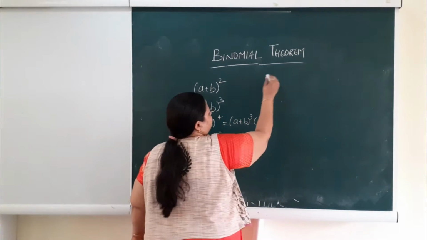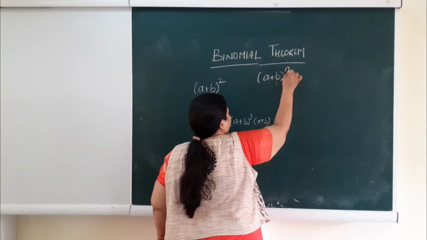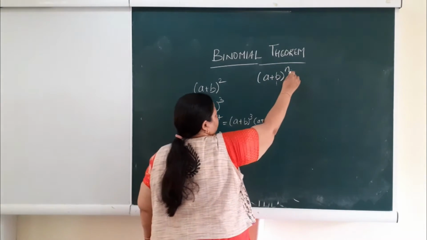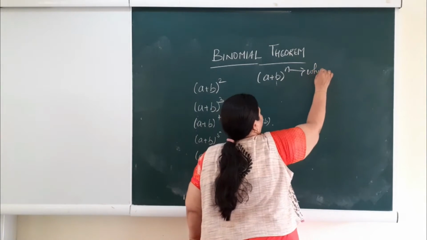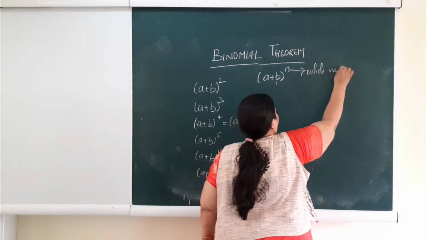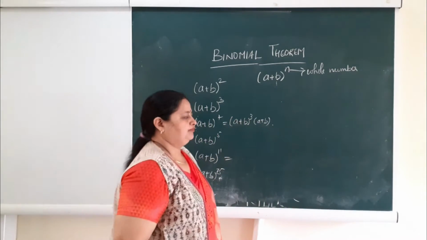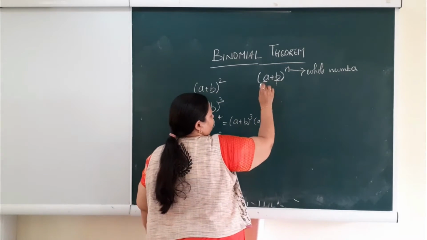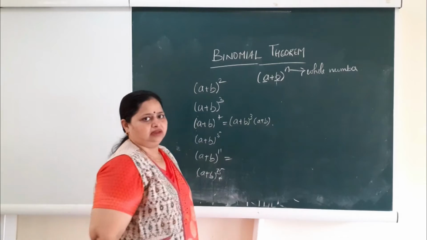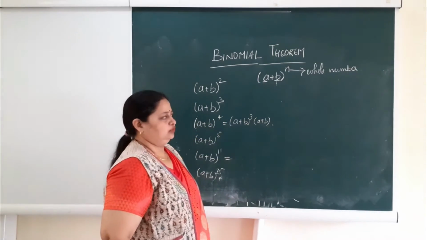Any whole number. If I write a general form, it's (a + b) raised to the power n, and n is any whole number that we are going to study in class 11. Now, see, a binomial is the combination of two monomials.